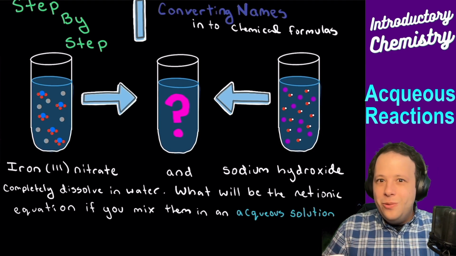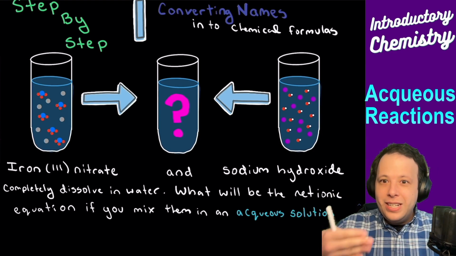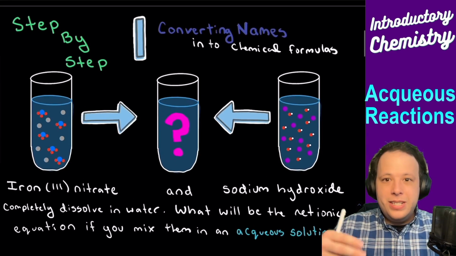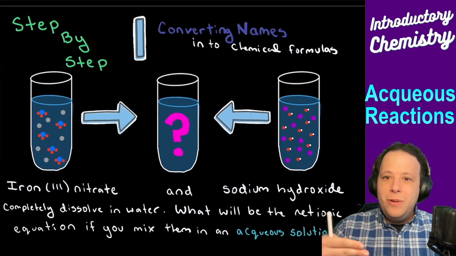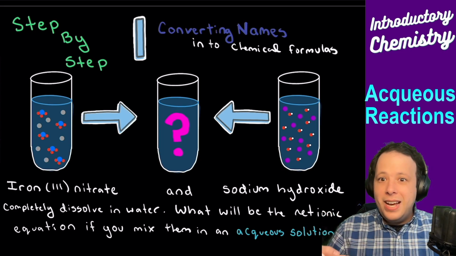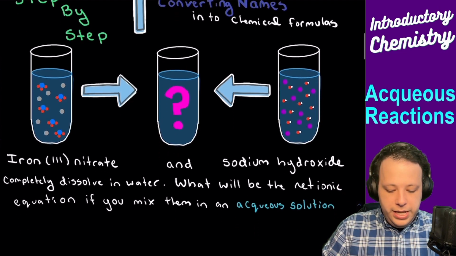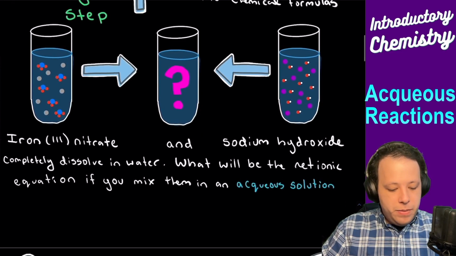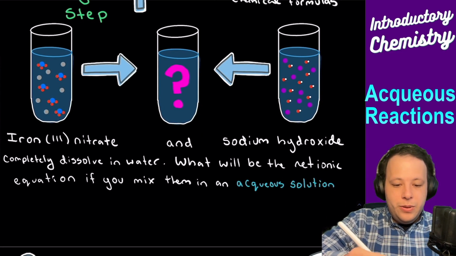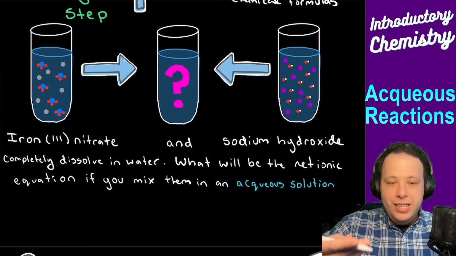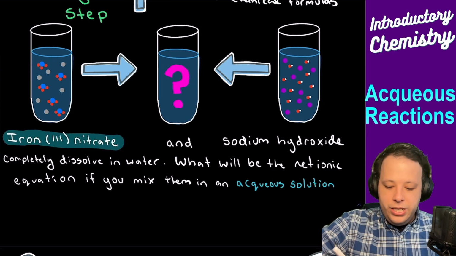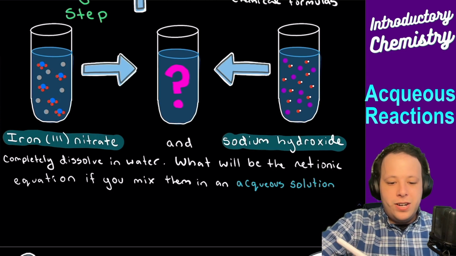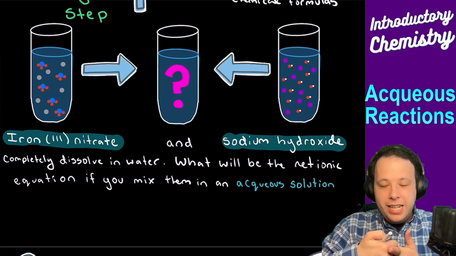All right, what does that mean? What we're going to be doing is going step by step on how to get to net ionic equations. So if we have a net ionic equation, how do we show it? Let's try to go about doing that. The very first thing we need to do is write out and convert the names here. Looking at this reaction, we have iron 3 nitrate and sodium hydroxide. These are the two things mixing together.